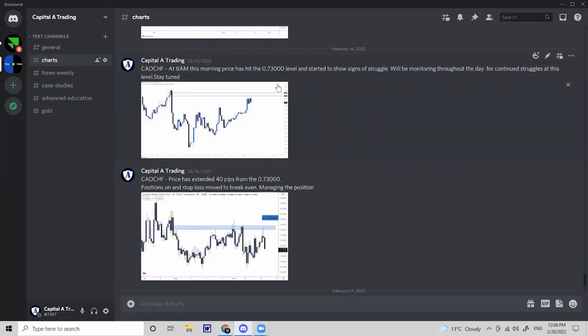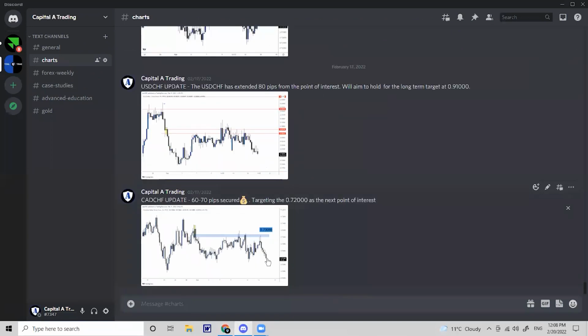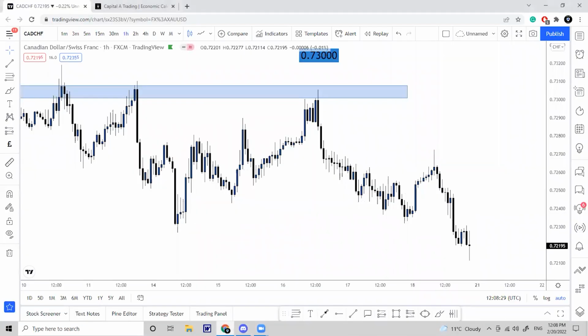I was talking about the area, talking about the level, and as you can see, it started to extend away very well, and now we're all the way down there. That was the CAD Swiss franc. This week, I'll just be watching to see if it gives a retest towards the 72,600. I have got a few positions in here, and I'm just managing them right now.